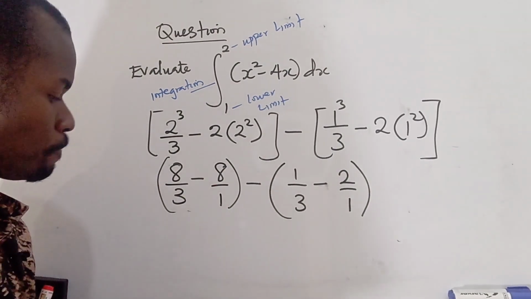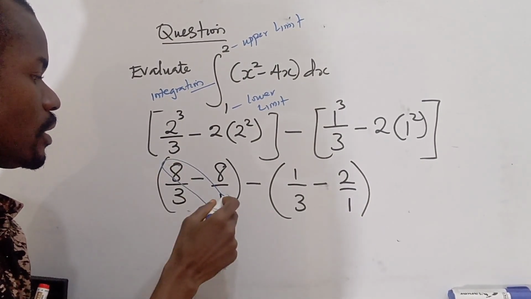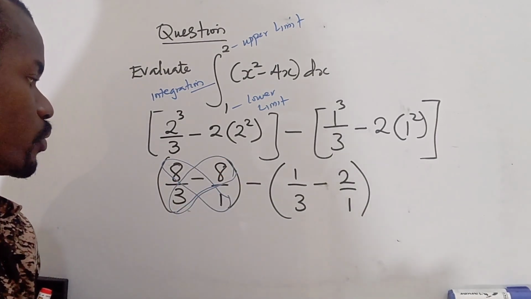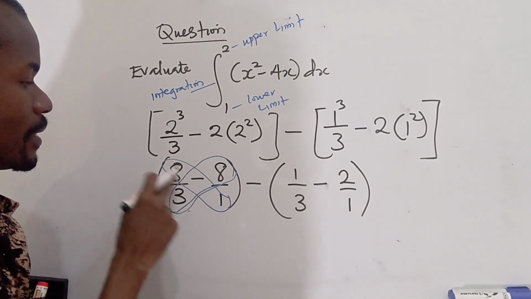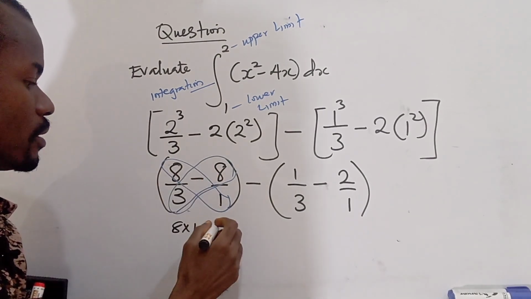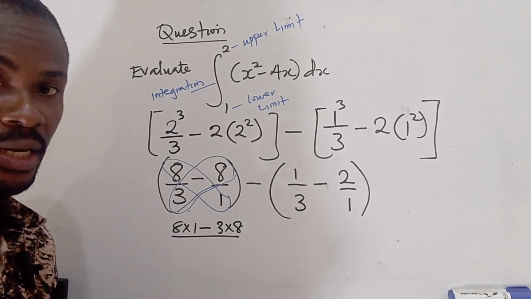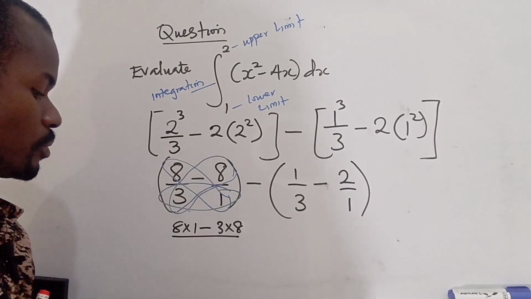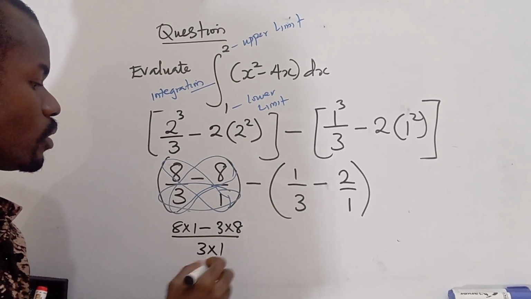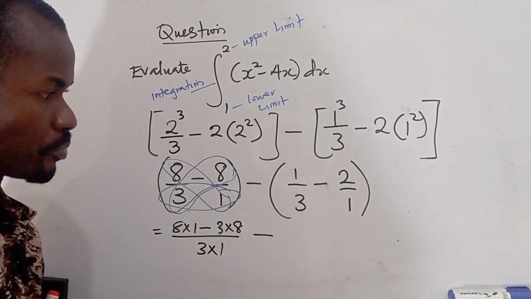It's very, very simple. I'm going to use the cross multiplication method. So this will multiply this and this will multiply this. So let's see what that will give us. So 8 times 1 minus 3 times 8, so 8 times 8, divide, okay? Now we're also going to multiply these 2. That will give us 3 times 1. So I have 3 times 1. So minus, okay?